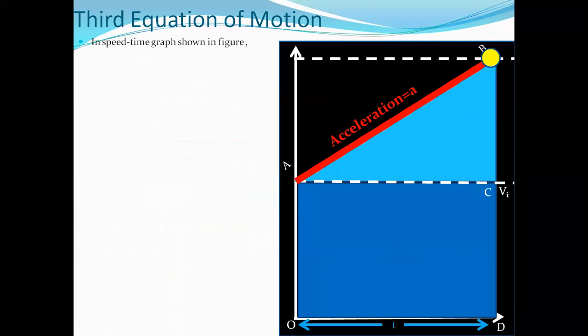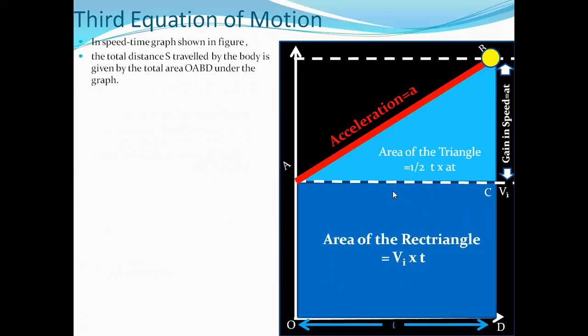We figured out the points A, B, C, D, O, and we figured out the difference in velocity, Vi and Vf, and we found the acceleration in the first equation of motion. Now in the third equation of motion, we are going to learn about a different form of finding out the same distance which was traveled from point A to point B. The total distance traveled by the body is given by the total area OABD under the graph.